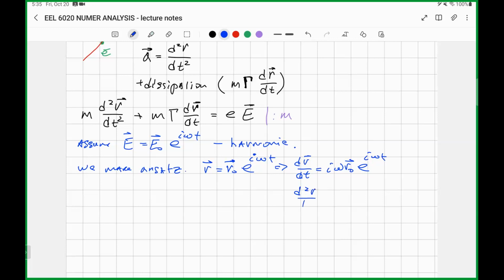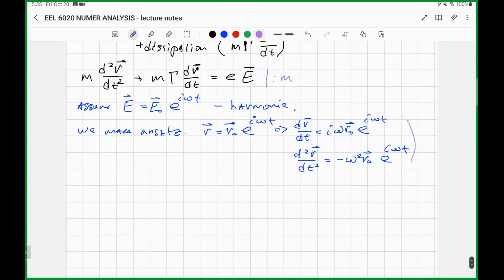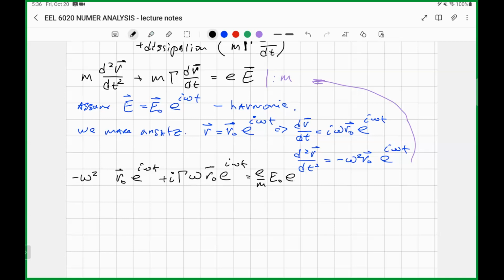And the second time derivative of the coordinate is equal to minus omega squared r0 e to the power of i omega t, right? So I plug this ansatz into the equation, and what I get is minus omega squared r0 e to the power of i omega t, then plus, since I divided by m, no m here, gamma i omega r0 e to the power of i omega t is equal to e over m E0 e to the power of i omega t.